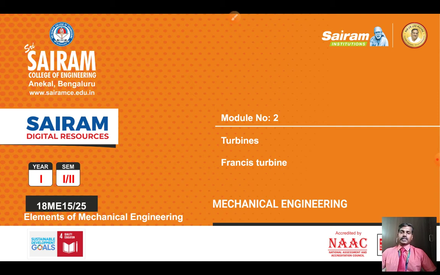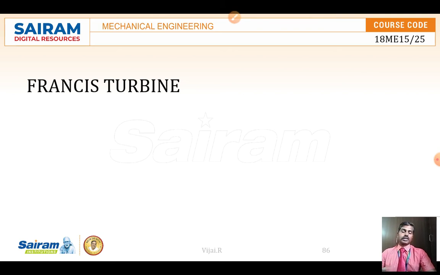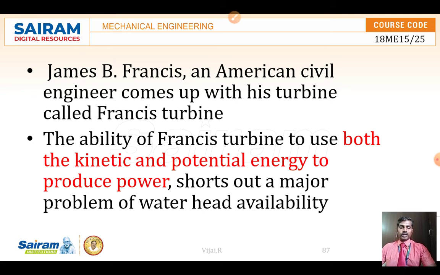Now, in this case, the Francis turbine: how is it different from the Pelton wheel turbine, and according to the classification, which category will it come under? All of this we are going to discuss now. First of all, how the Francis turbine was developed and who the inventor is. James B. Francis, an American civil engineer, designed this type of turbine, so on his name it is called the Francis turbine.